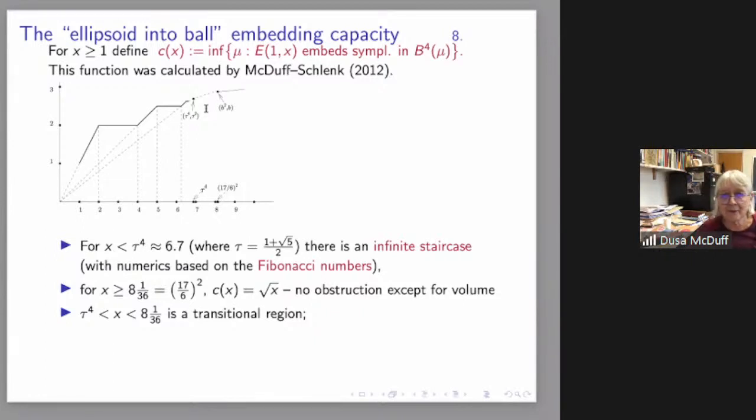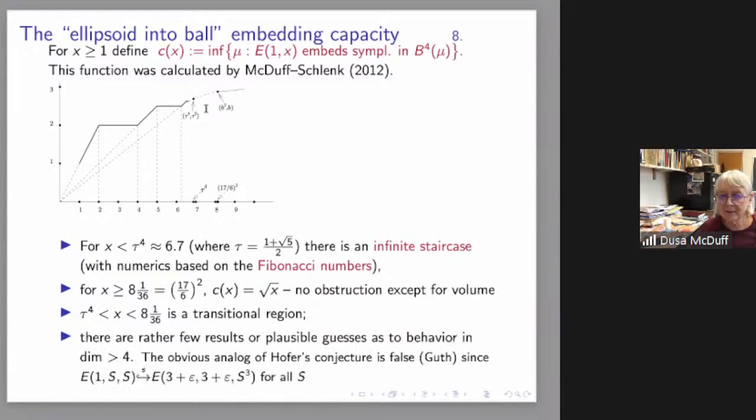I was going to explain to you more why you get the Fibonacci numbers, where all this comes from, in most of the rest of the talk. But if you ask what happens in dimension 4, that's a pretty good mystery. Nobody knows what the right answer is. We do have some obstructions, but the obvious analog of Hofer's conjecture is false.